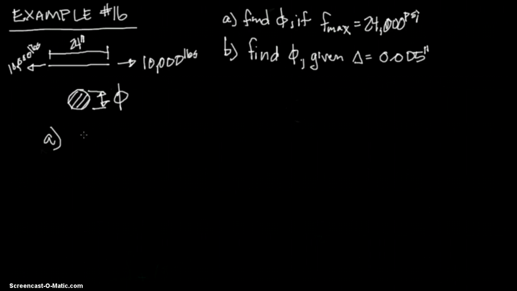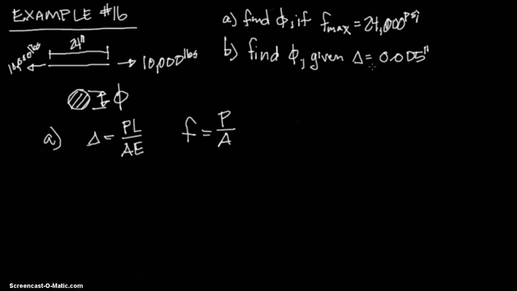And, well, what equations do we know? Well, we know a few. Since we're dealing with tension, we know delta equals PL over AE. And we also know that tensile stress equals P over A. So you ask yourself, okay, that's what we know the equations are that we can use.